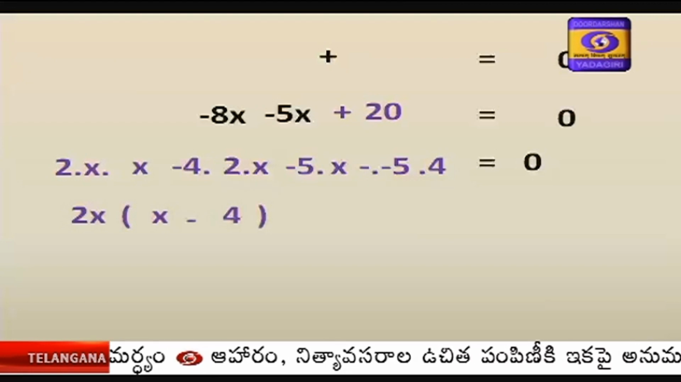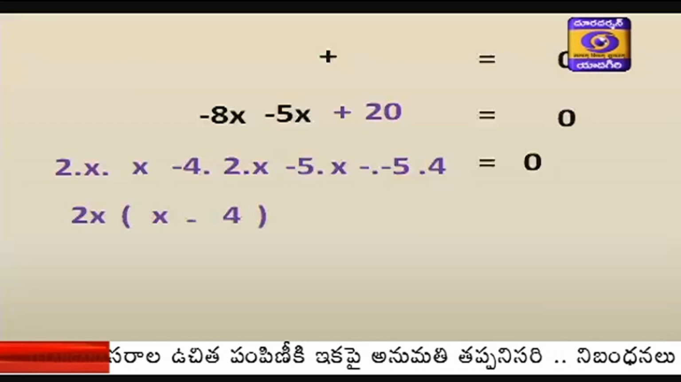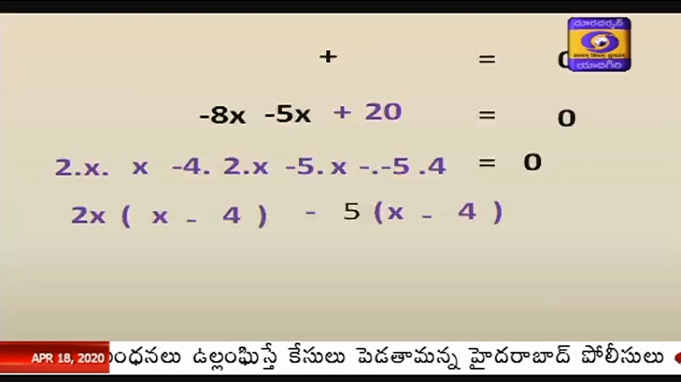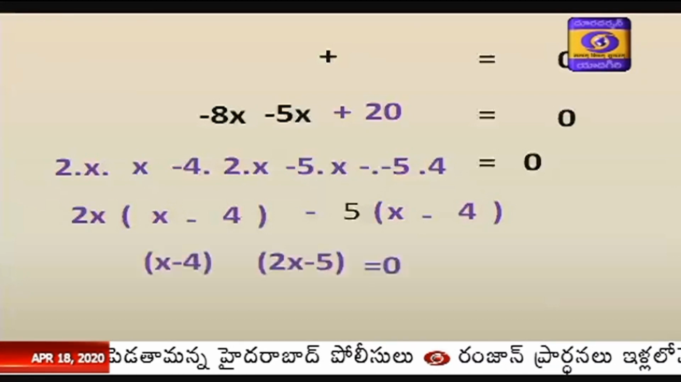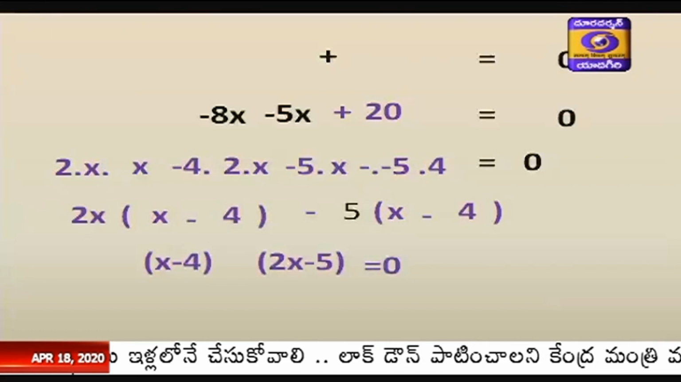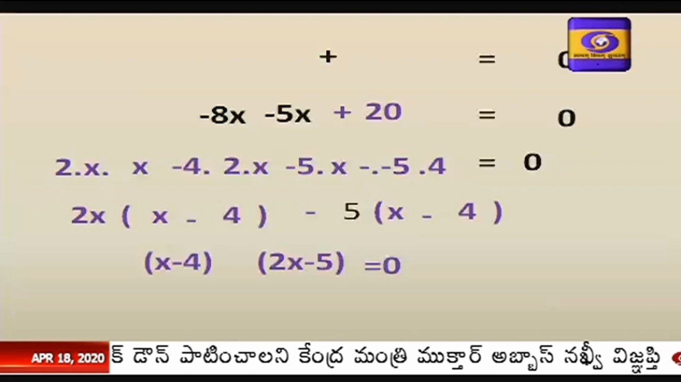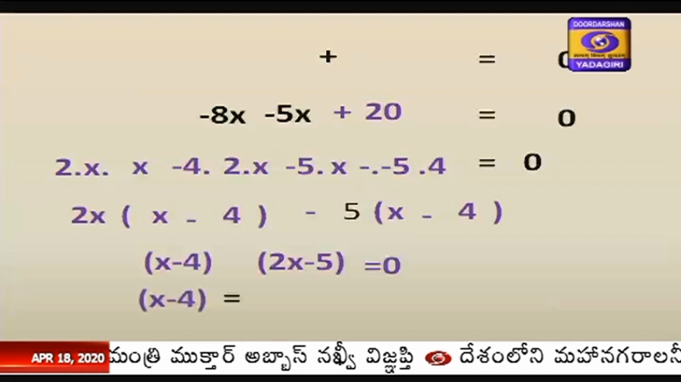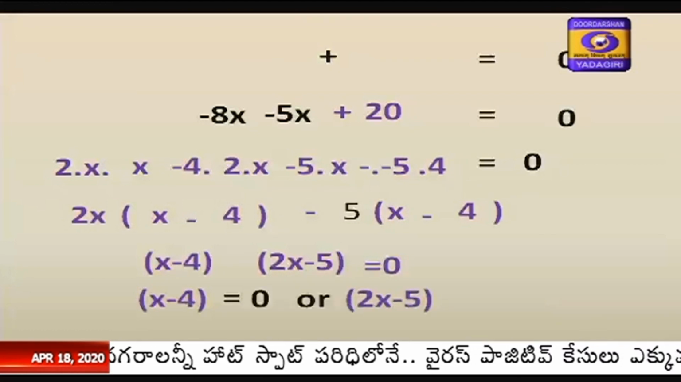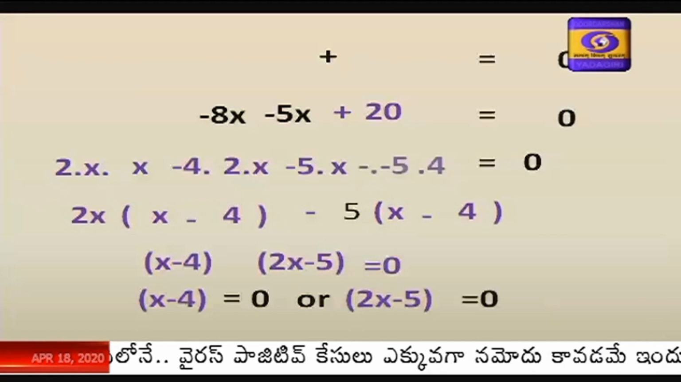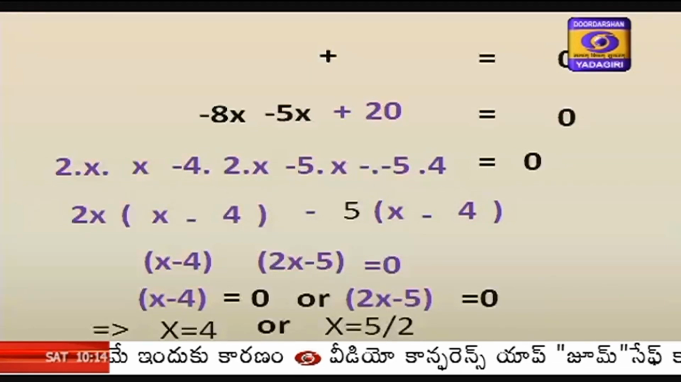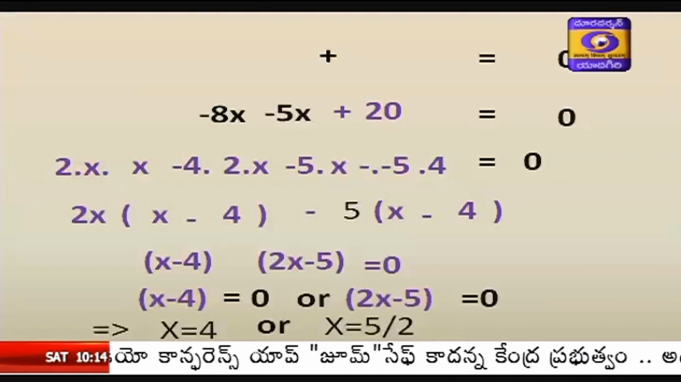Then again, the next 2 terms, you observe, what is the common term? See, minus 5 is the common term. I have taken it common, it becomes minus 5 into x minus 4 equals 0. Then again I am taking x minus 4 common, it becomes x minus 4 into 2x minus 5 equals 0. Then x minus 4 equals 0 and 2x minus 5 equals 0. When x minus 4 equals 0, x equals 4, or 2x minus 5 equals 0, x becomes 5 by 2.